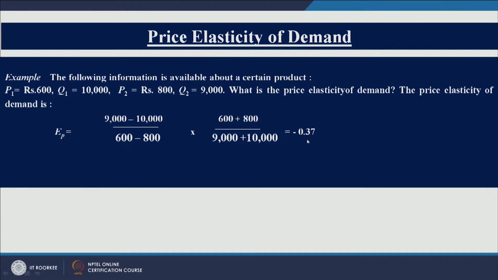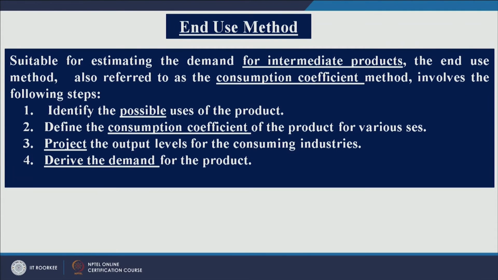So, EP is minus 0.37, it means what? How would you interpret this result? Whenever there is 1 unit change in price, the demand will come down by 0.37 unit, right. So, this is price elasticity of demand, right. So, this is one of the causal methods, right. Let us look at another causal method. It is known as end use method.